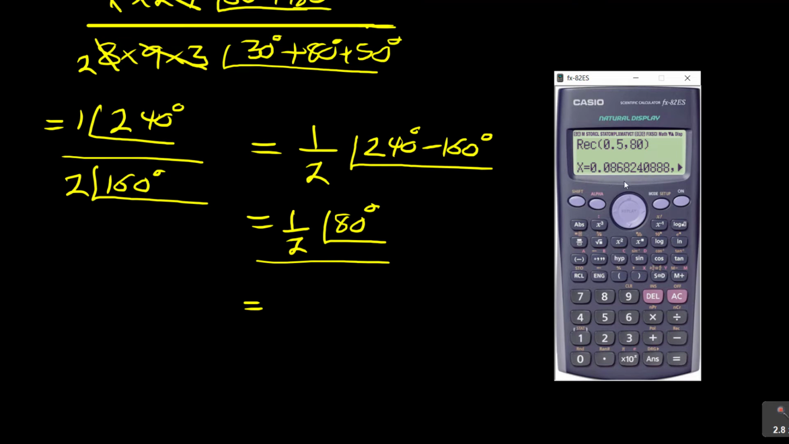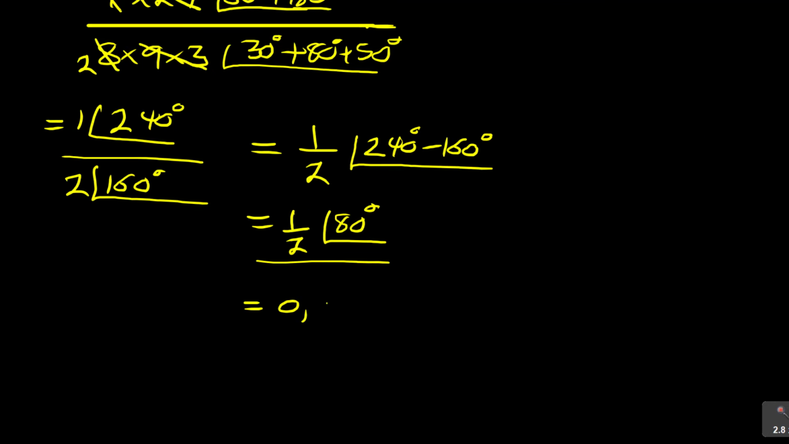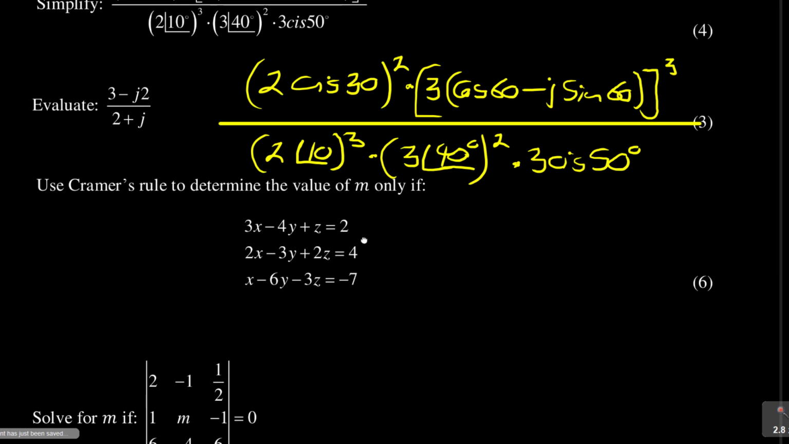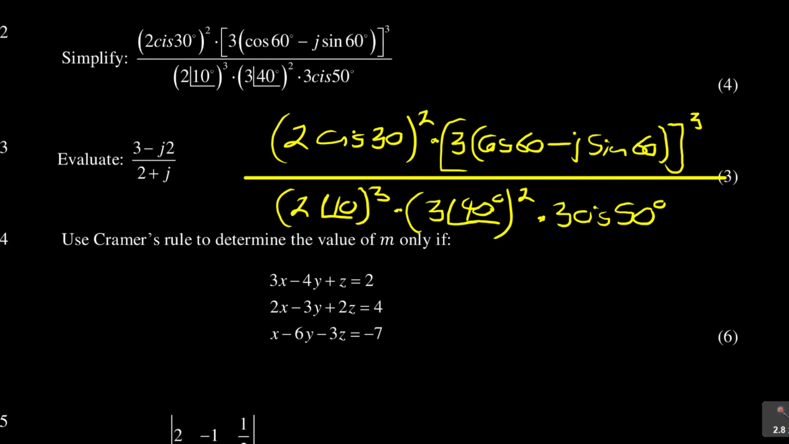X is 0,086. That is my X, and my Y is 0,49. So I can have 0,49 is Y, 0,086 is X. So it will be 0,086 plus 0,49 J. This is the rectangular form of that. So depending whatever you want to leave your answer with. So that was that, if ever you were simplifying. So that was the question, and we said this question was 4 marks, so not bad.